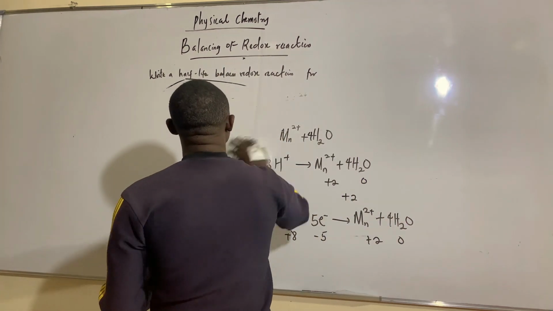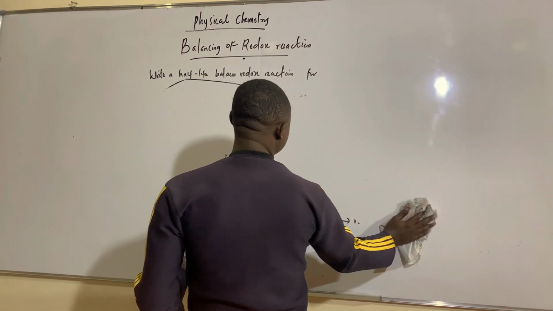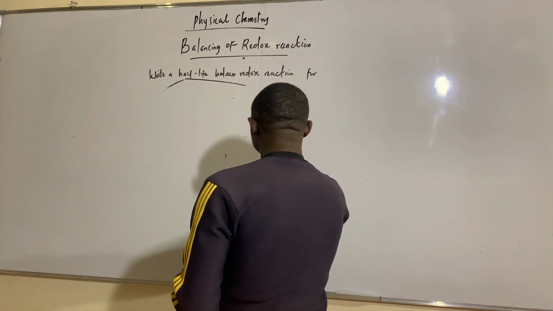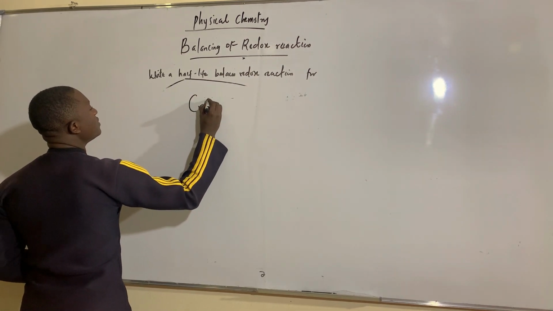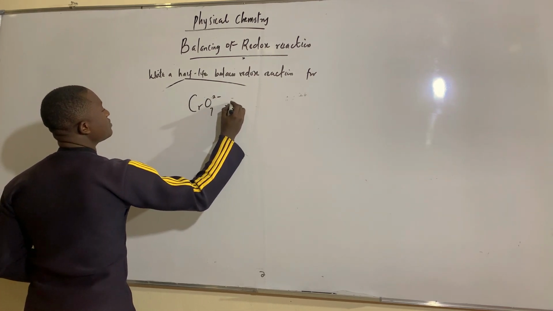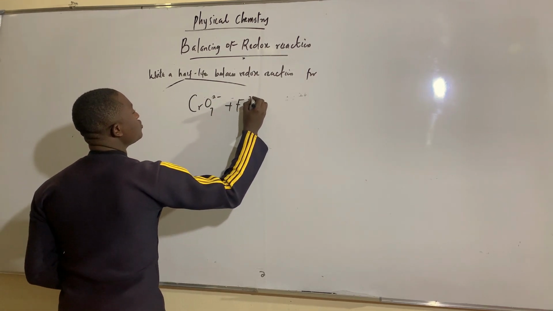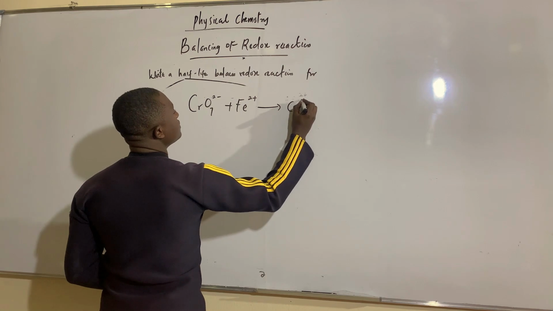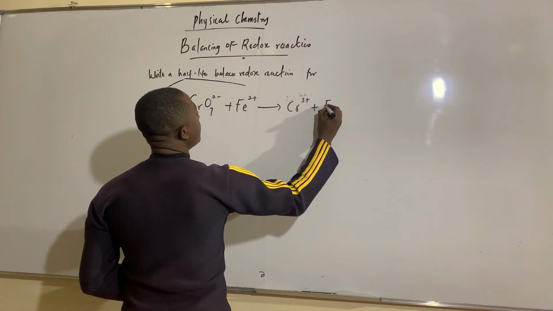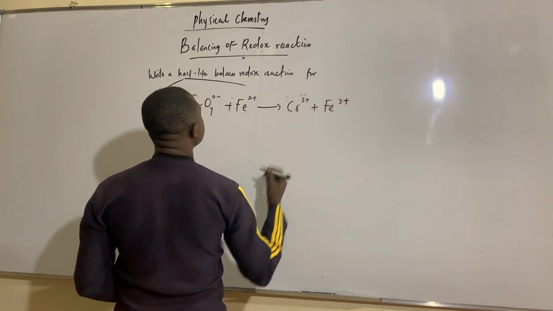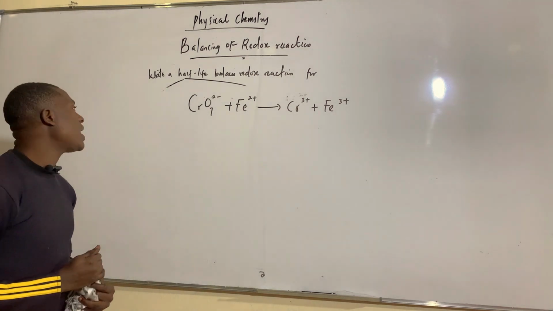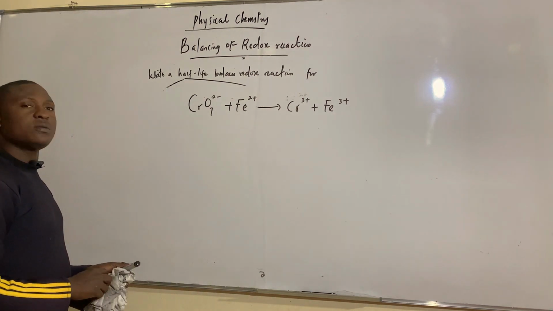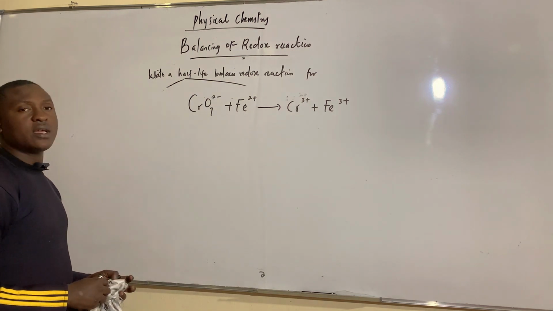Okay, let's just pick one. Let's just make one example. Maybe I was asked to balance this one: Cr2O7 2 minus plus iron 2 plus to give Cr3 plus plus iron 3 plus. Maybe I was asked to balance this: chromium, Cr2O7 2 minus plus iron 2 plus to give Cr3 plus plus iron 3 plus.